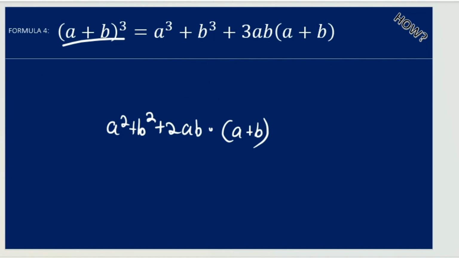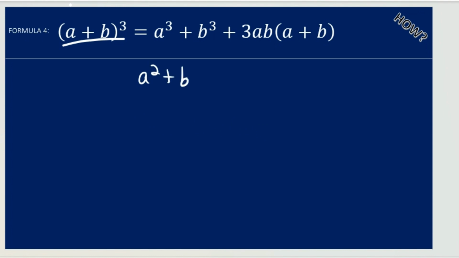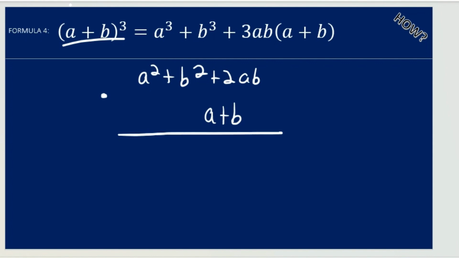And now we're going to solve it. So a squared plus b squared plus 2ab times a plus b. b times 2ab is going to be 2ab squared plus. Now b times b squared is going to be b cubed, so b cubed. B times a squared is going to be a squared b, so a squared b.